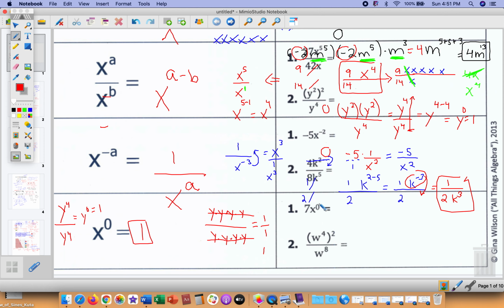7 times x to the 0. So only the base x is attached to the 0 power. So it's going to be 7 times x to the 0. That becomes a 1. So 7 times 1 is 7.